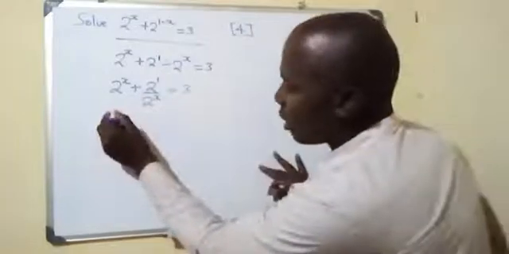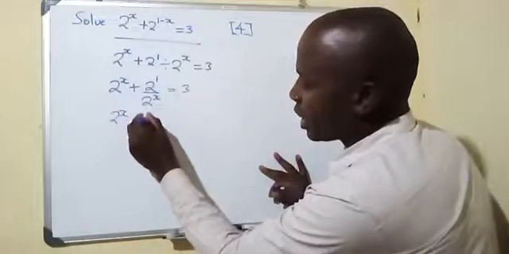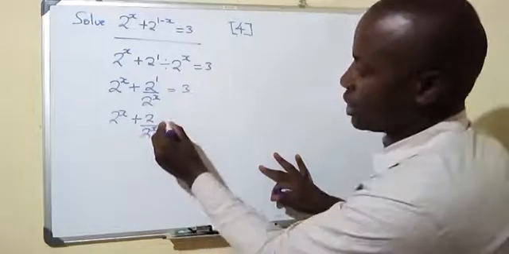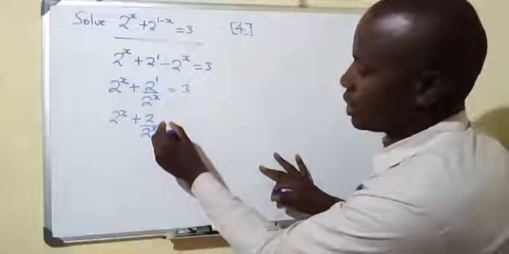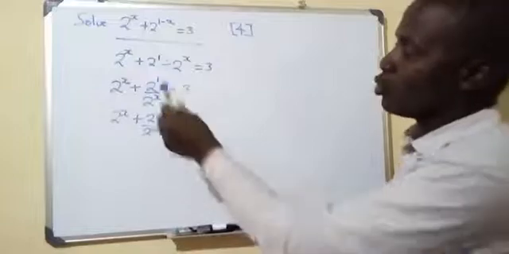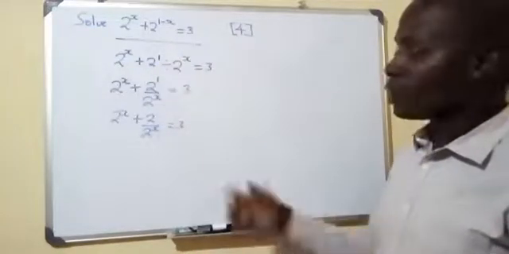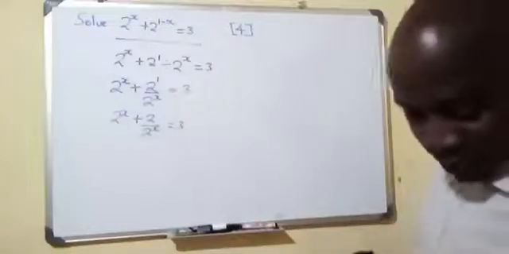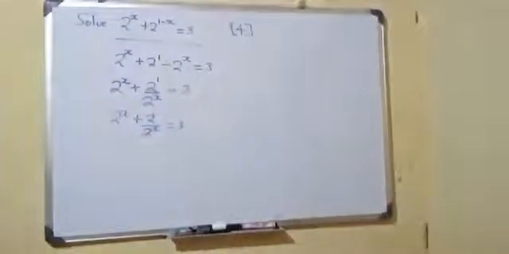So 2 to the power x plus 2 over 2 to the power x is equal to 3. What we are saying is that 2 to the power 1 is 2. That's why I've written it as 2. So we continue by finding the answer.